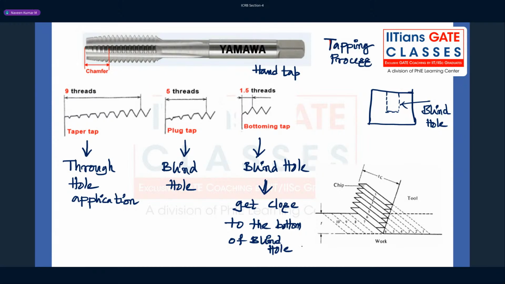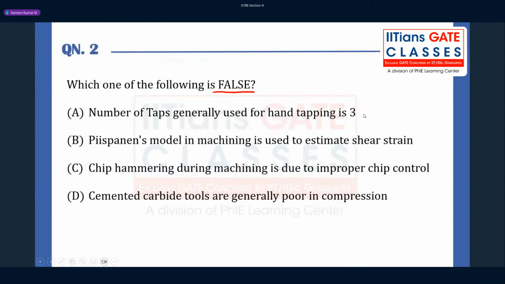These are the tapping things. 3 taps are there, very important, hand taps. Okay, so obviously this is right. There is no problem in this. This is true.